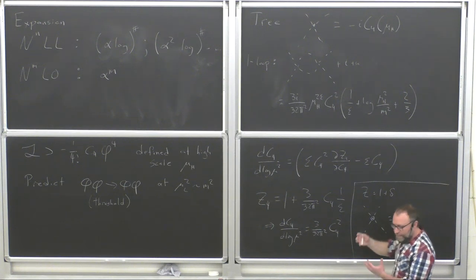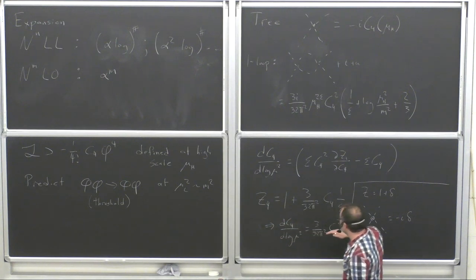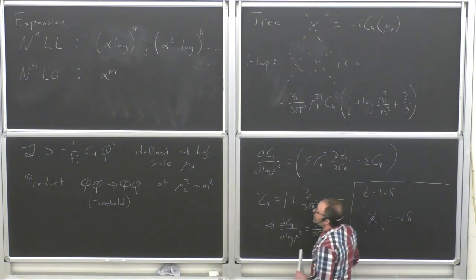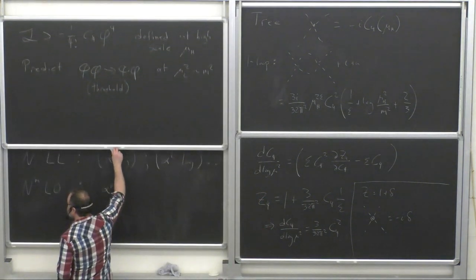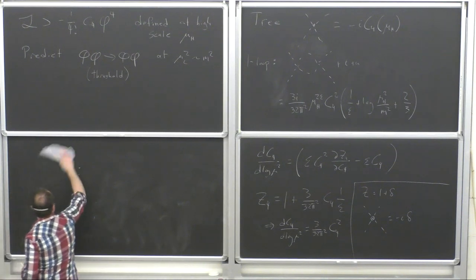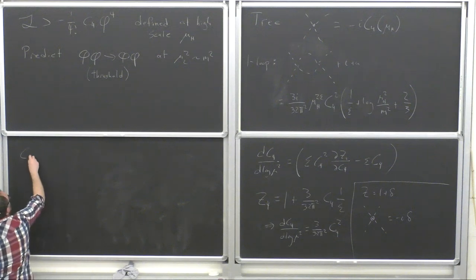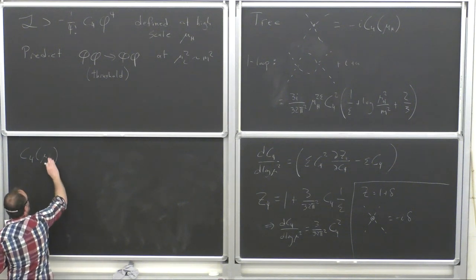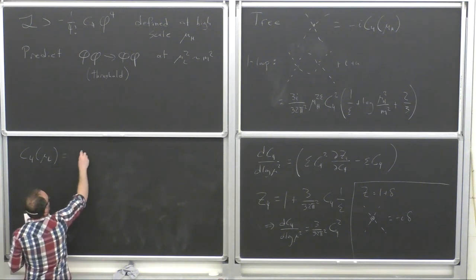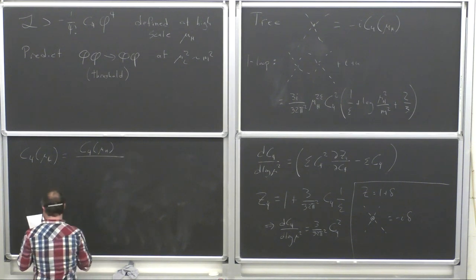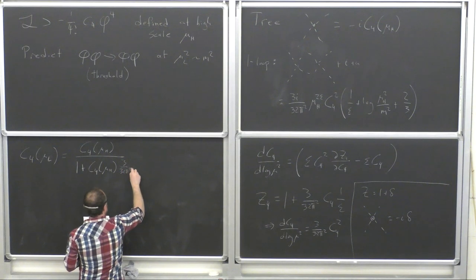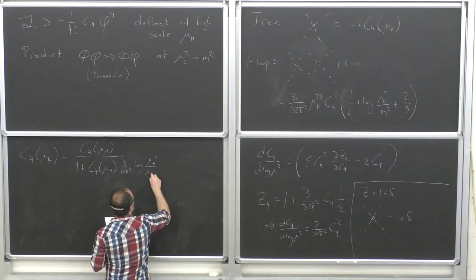Anyway, there are all these little details to track, but at the end of the day, this is what you get, okay? So we can integrate this differential equation. It's straightforward, right? We just move the C to one side, we move the d log to the other side, and what we get is C4 at mu low, which is the thing we need, right? Because we want to make a prediction at the low scale where we do the experiment. And that's equal to our boundary condition, C4 at mu high, which is the term in our Lagrangian, divided by 1 plus C4 mu high, 3 over 32 pi squared, log mu high squared over mu low squared. Okay.